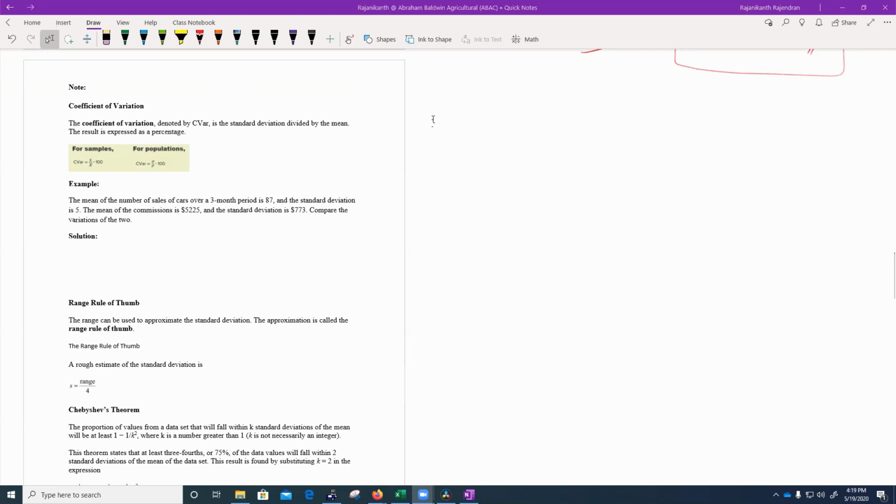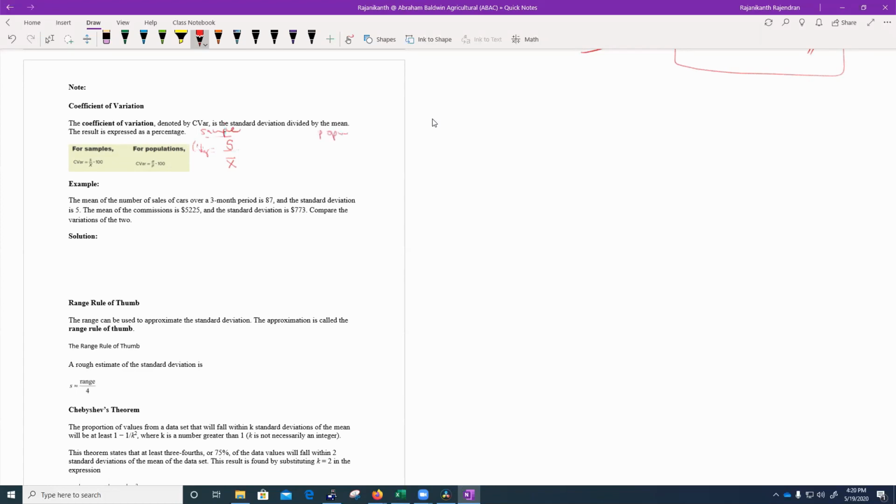This is about the coefficient of variation. Coefficient of variation is a measure we use to compare two different variables or data sets. Now the coefficient of variation can be found for a sample or for a population, so we have separate formulas for both of them. The coefficient of variation for your sample is simply given by the sample standard deviation divided by the sample mean. This is simply C bar for the sample, coefficient of variation for the sample.